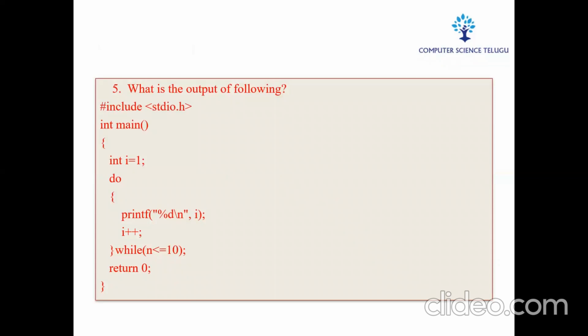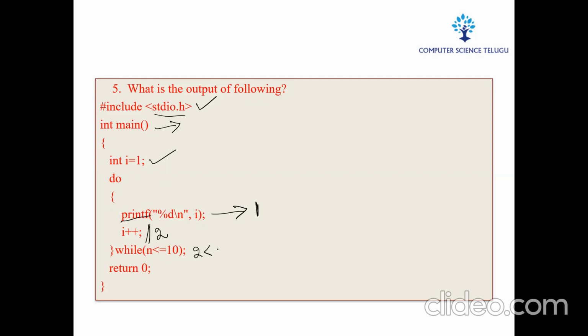Next, what is the output of the following? That is, #include <stdio.h>, the standard input output header file. We mention printf here, that's why we used stdio.h. Next, int main, the execution of the program starts from main. int i = 1, then do printf("%d", i). So what is the initial value of i? That is 1. i++ means i will be incremented by 1, that is 2.